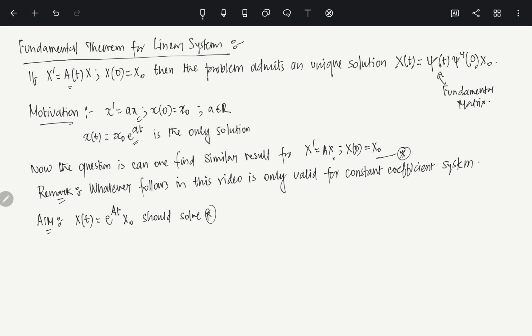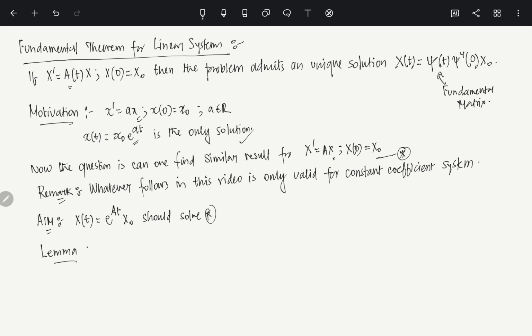Clear? Now the thing is, x(t) equals e power At times x naught should be the solution, right? That's what we can expect from this particular thing. Okay, so we are going to do that part. So this is the main aim here. Okay, so let's look at a lemma first.